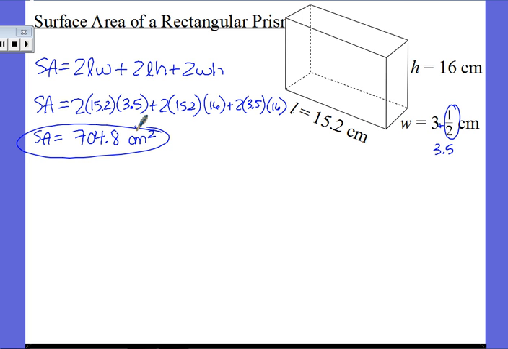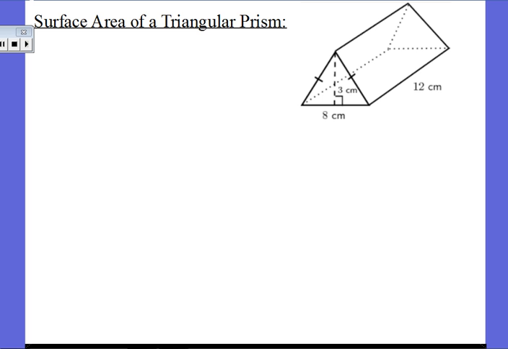Okay, so taking a look at the next shape, this next shape is a triangular prism. Again, we know it's a prism because there are 3 rectangles and only 2 triangles. It's a triangular prism, which means the triangle is the base, and it is an equilateral triangle because you see the 3 marks there.